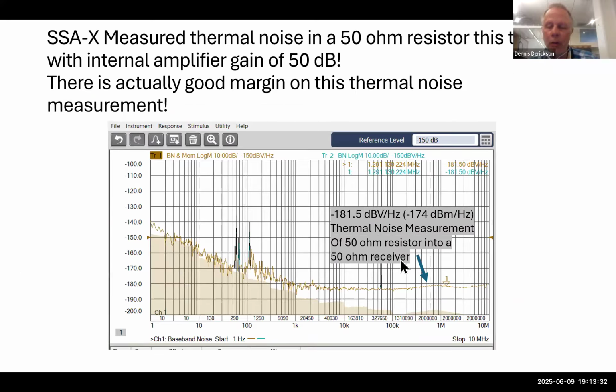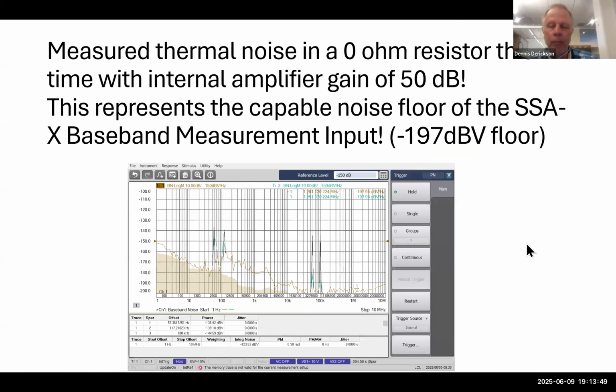I then went to a case where I had the same measurement. I just wanted to show that minus 181 dB volts per hertz is the same as minus 174 dBm of power per hertz. And so this is the same measurement without all the other annotations I had.